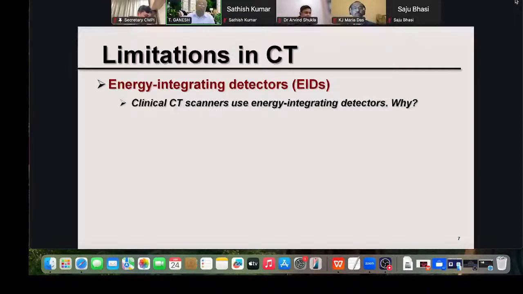The other problem is the detectors that we use in conventional CT scanners are called energy integrating detectors, or simply called EIDs.